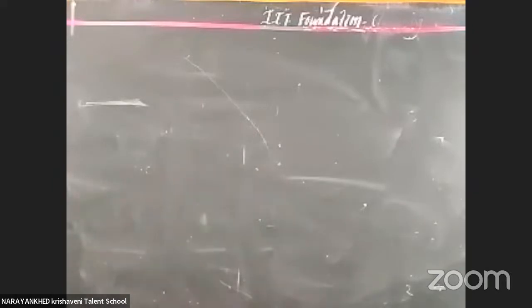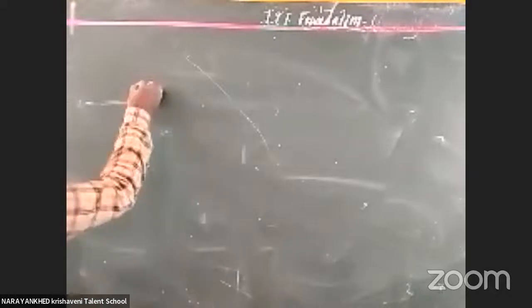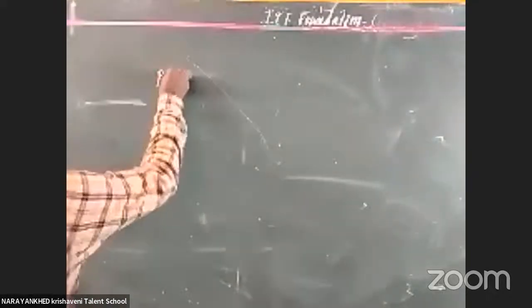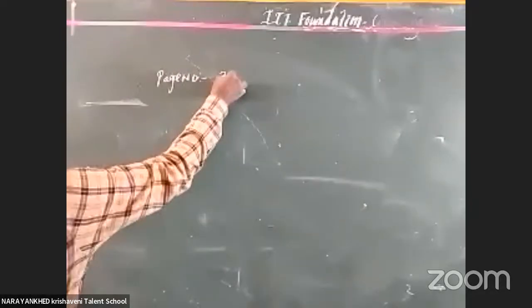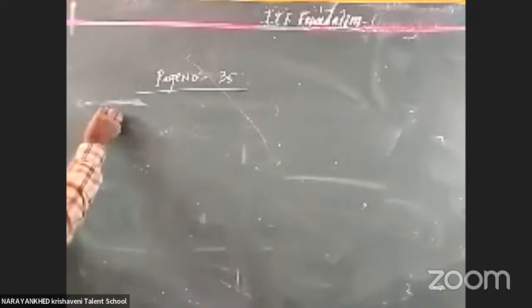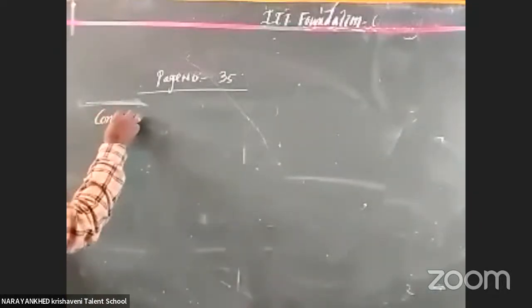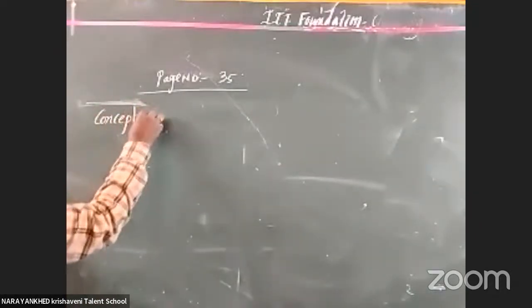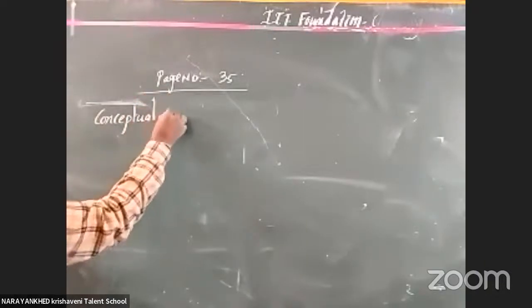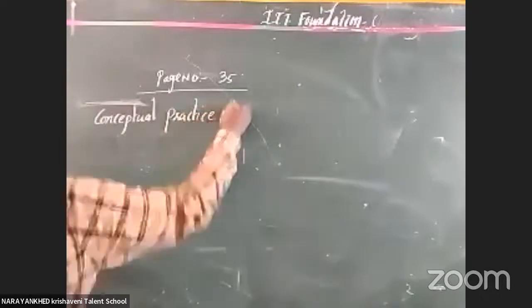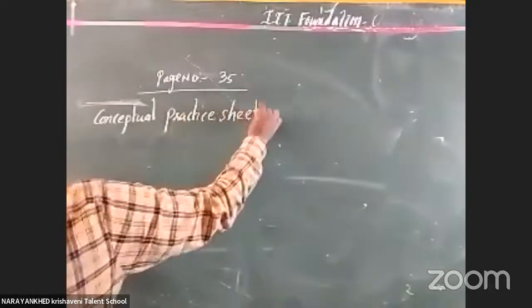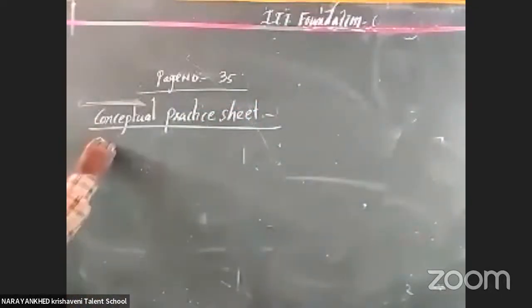Now, whatever the practice sheet it is, once we consider it, the conceptual sheets are on page number 35, all the students. Okay, now yes, the conceptual practice sheet. Question number 1.